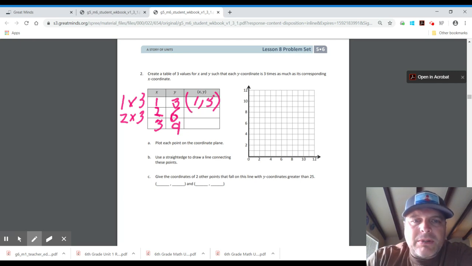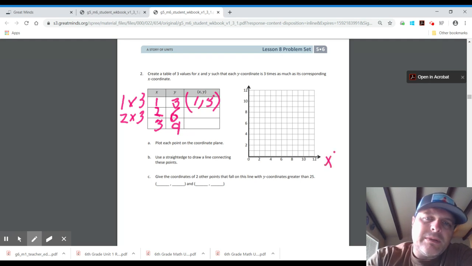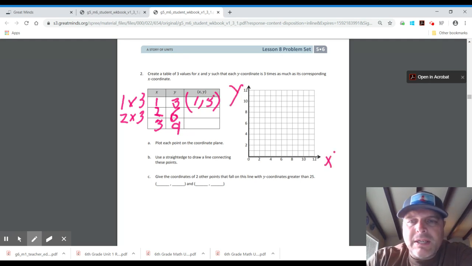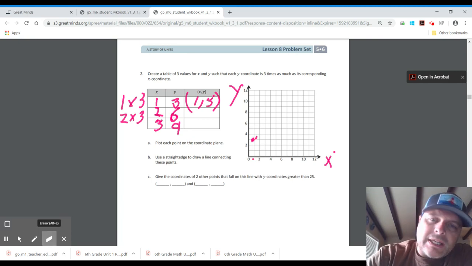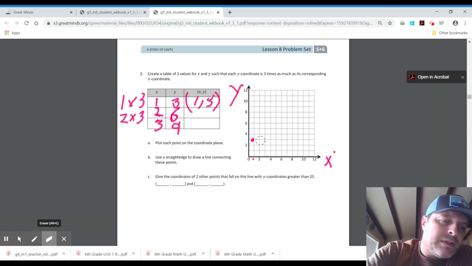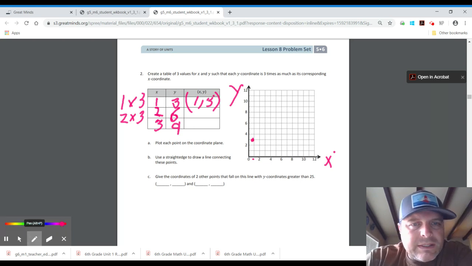Okay, so it wants us to plot these points. So let's go ahead and plot. Remember, x is there and y is this line right there. And so x is 1. So let's find 1 there again, and 3. So there's 1 and 3. Sorry, I want to erase that. It's off a little bit. There you go. The next one is 2 and 6.